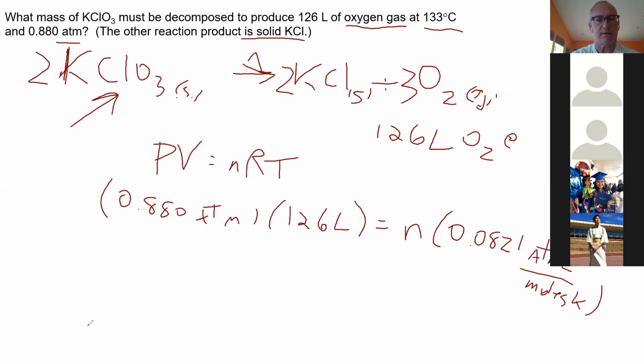And times our temperature, which is 133 degrees, which is how many Kelvin? 406. 133 plus 273.15 is 406.15. So what is my N? What's the number of moles?